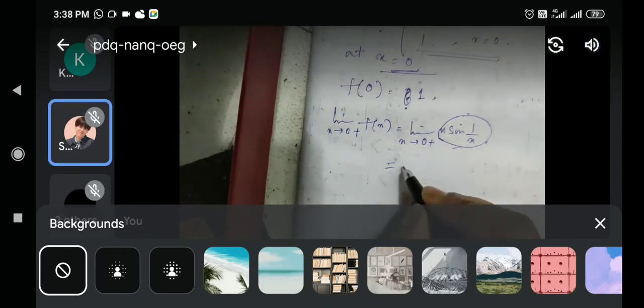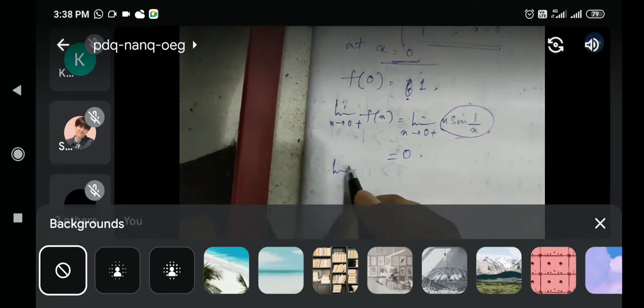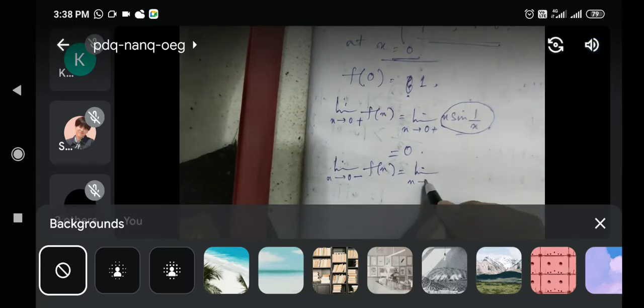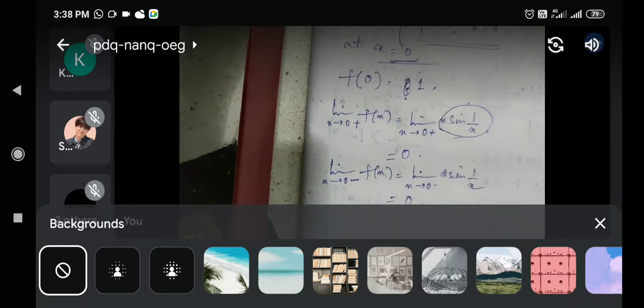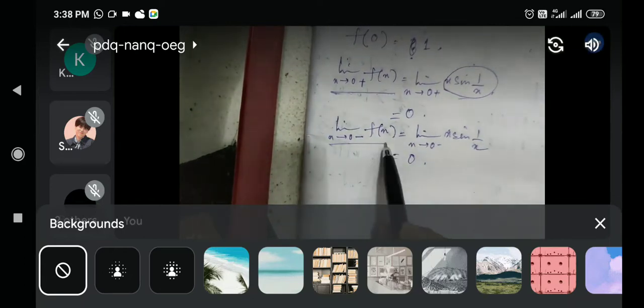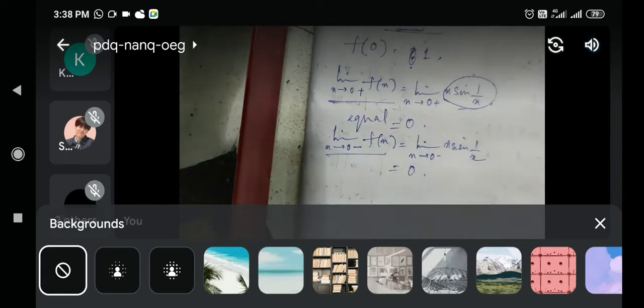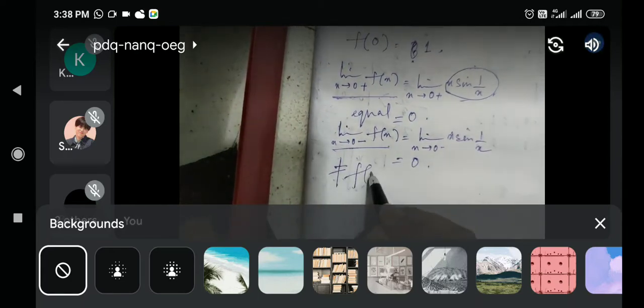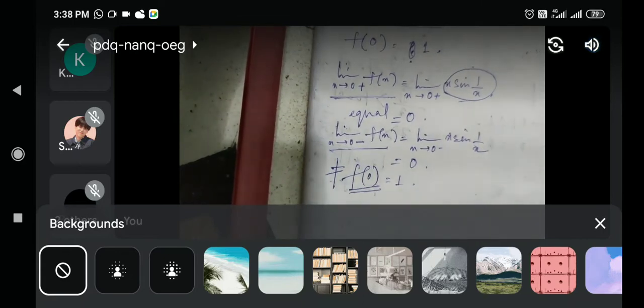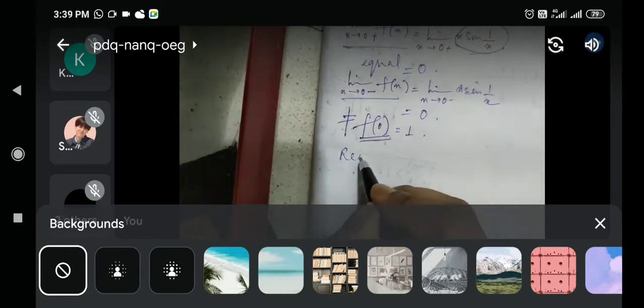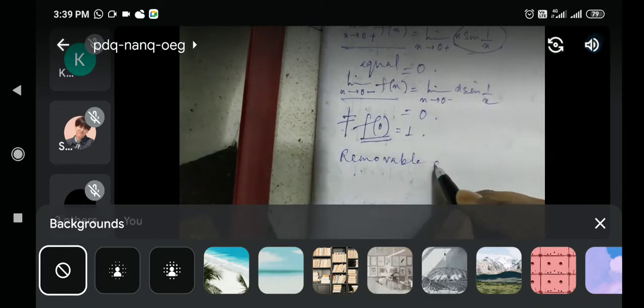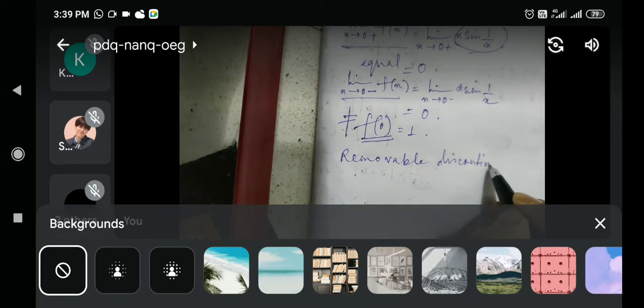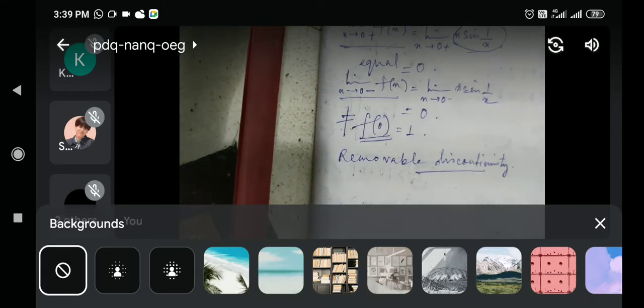Zero. Similarly, limit x tending to 0 minus f(x), this is also 0. That means this value and this value both are equal, right? But they are not equal to f(0), because f(0) takes the value 1. So this is an example of removable discontinuity. Okay.